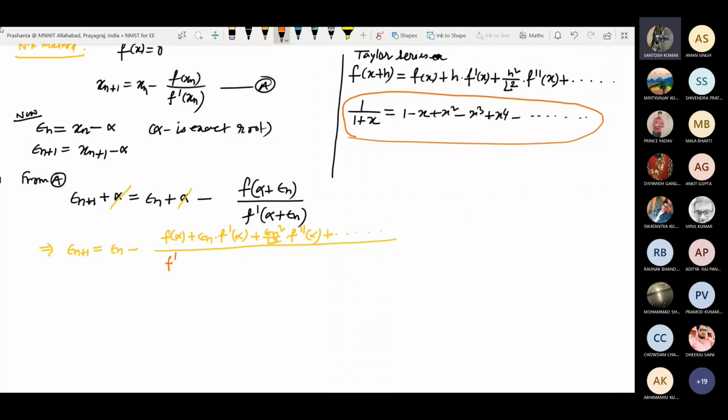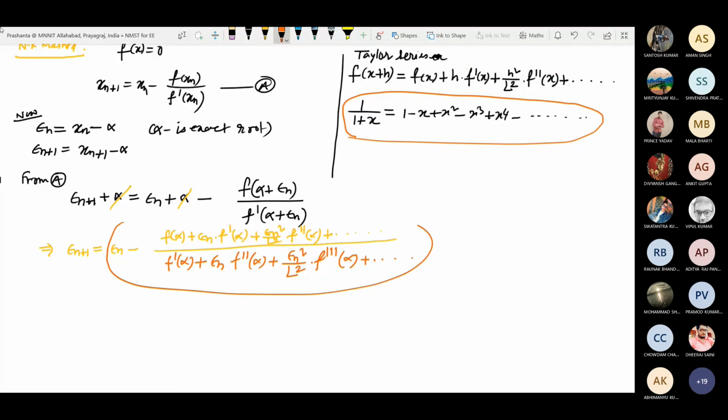f dash alpha. Plus epsilon n into f double dash alpha plus epsilon n square by factorial 2 into f triple dash alpha and so on. Basically, our aim is to keep only the lowest order surviving term in epsilon n on the right hand side. So this is the right hand side expansion. Our aim will be to keep the lowest order surviving term in epsilon n.